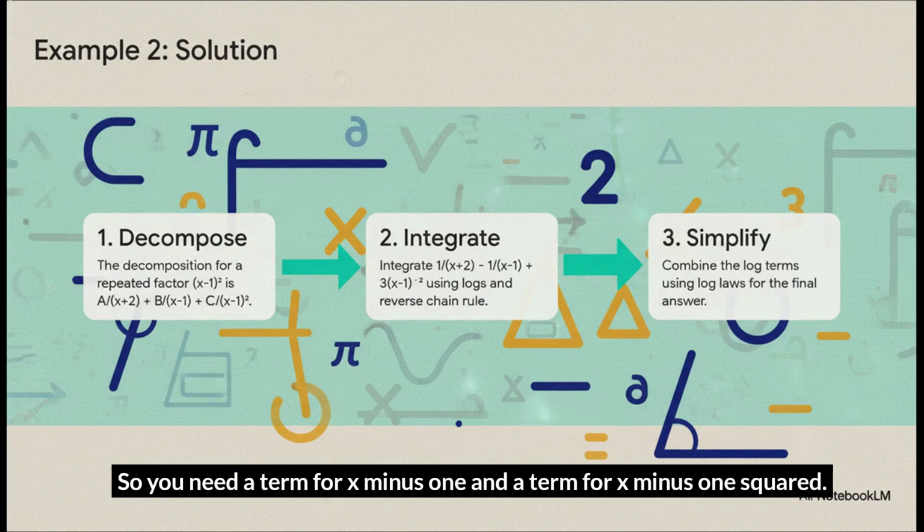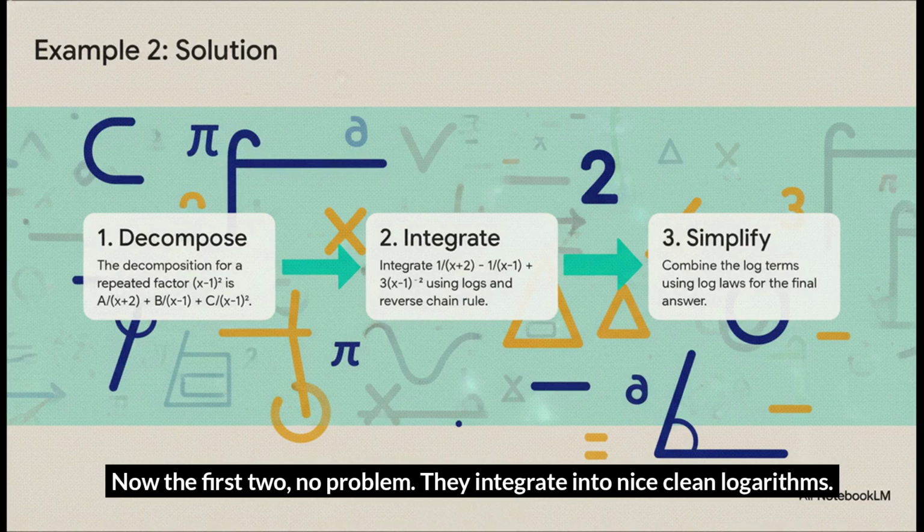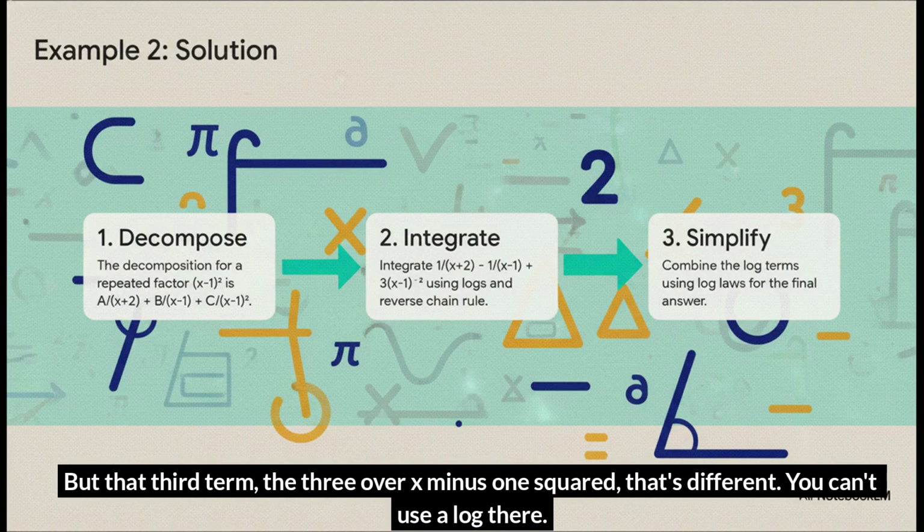So you need a term for x minus 1 and a term for x minus 1 squared. Once you solve for all the coefficients, we end up with these three simple fractions. Now, the first two, no problem. They integrate into nice, clean logarithms. But that third term, the 3 over x minus 1 squared, that's different.